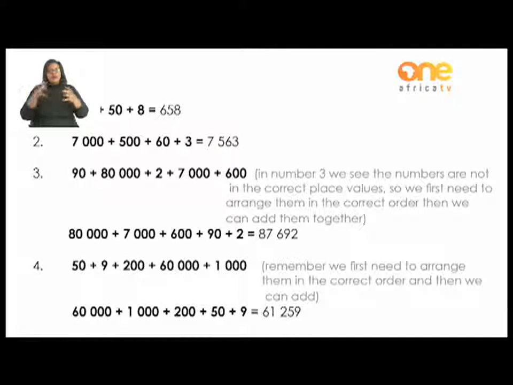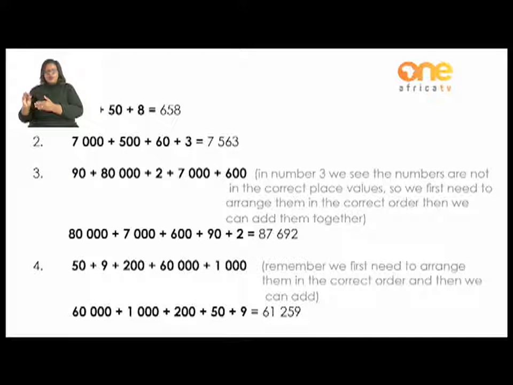So our first big number is 80,000 plus 7,000 plus 600 plus 90 plus 2. And if we add it together, that gives me 87,692. Remember, we first arranged from the biggest value to the smallest value, and then we added together.